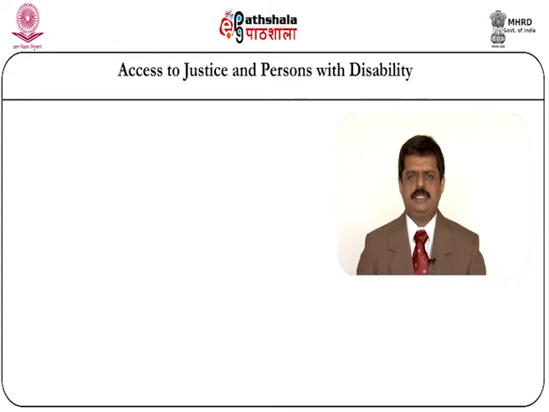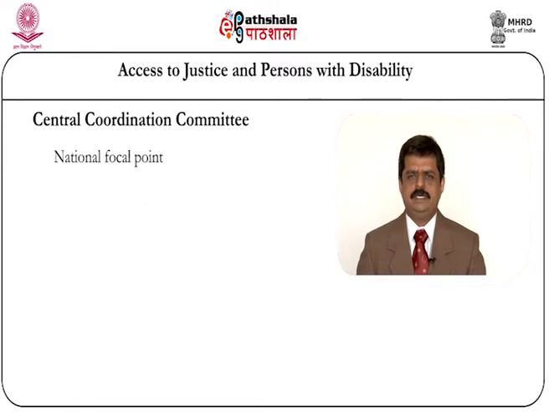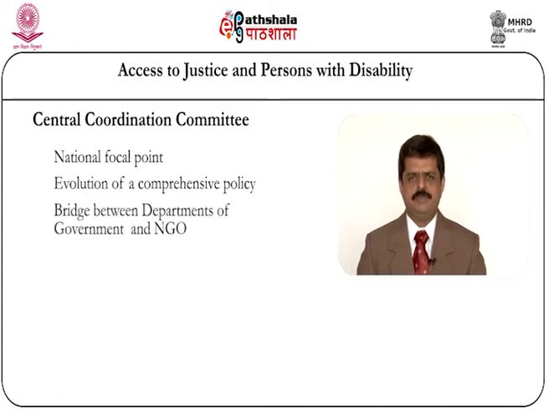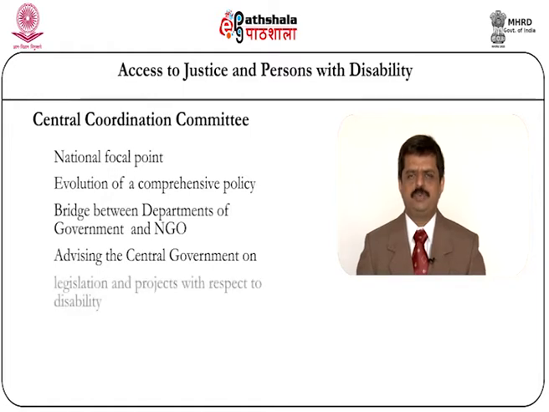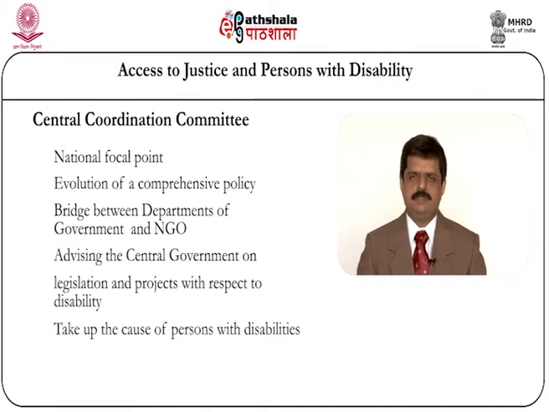The highest authority under the act is the Central Coordination Committee. This committee is a national focal point, and the CCC would help in the evolution of a comprehensive policy for persons with disability. They work as a bridge between the departments of the state and NGOs, and they keep advising the central government in coming up with new projects for persons with disability. They take up individual causes of persons with disability and fight a case in a court of law, or they can also make a recommendation to the department.